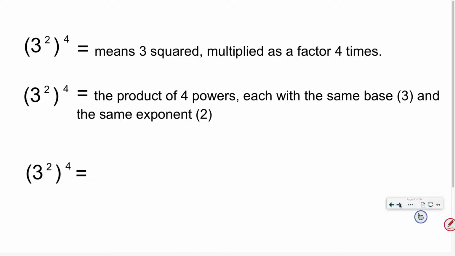Another way you can see this, depending on how you look at these numbers, is as the product of 4 powers, each with the same base and same exponent. So the same number 4 times, and that number is 3 squared. If I were to break that out, how would I break it out if we had 3 squared to the 4th power? 3 squared times 3 squared times 3 squared times 3 squared. Does that make sense? We're actually taking that number, everything inside the parentheses, and multiplying it by itself 4 times. So show that breakout in your notes if you're using that example.